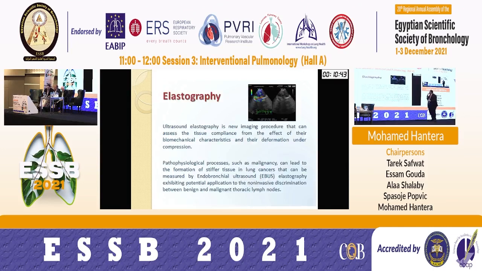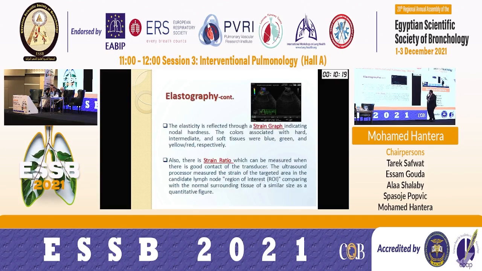That is why this is new technology, which started in the normal ultrasound, called ultrasound elastography. It is now an imaging procedure that can assess tissue compliance. A pathophysiological process such as malignancy can lead to formation of stiffer tissue in lung cancer, which can be measured by EBUS elastography to differentiate malignant from benign.